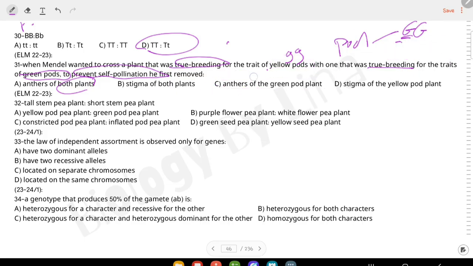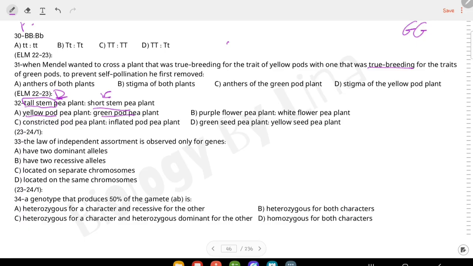Now in question 32, we have tall stem pea plant and short stem pea plant. So tall stem, is it dominant or recessive? It's dominant. What about short stem? It's recessive. So you should focus on the answer that has dominant then recessive trait. Yellow pod, pea plant, and green pod. We said the green pod is the dominant while the yellow pod is recessive. So this is incorrect. This is first recessive and the second dominant, right? Which is the opposite of the first one.